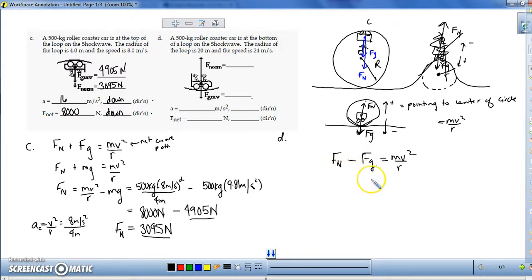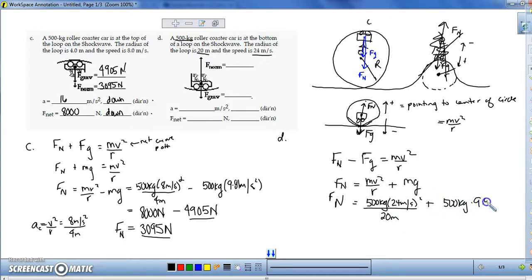Alright, so same kind of thing, I'm going to solve for normal force and then figure out the rest. Now these are different numbers, so notice that besides the mass, the radius and the speed are different. So this will look like mv squared over r plus mg. Let's add in our numbers, so 500 times 24 meters per second, squared, divided by 20 meters, plus 500 times 9.81.